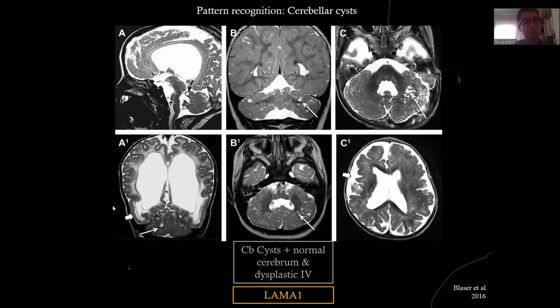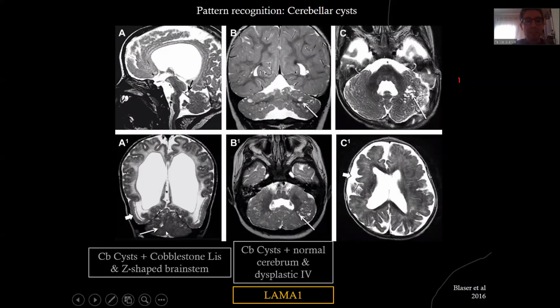Let's look at this other case. We have again cerebellar cyst, but in this case, the rest of the brain is very abnormal as well. We have this lissencephaly that we call cobblestone lissencephaly. You see normal cortex, and look at how abnormal it is here. And also this Z-shaped, completely abnormal brainstem. So because of this constellation of findings, we know that this is a congenital muscle dystrophy. And this is, again, a very typical constellation of findings. So you need to recognize that.